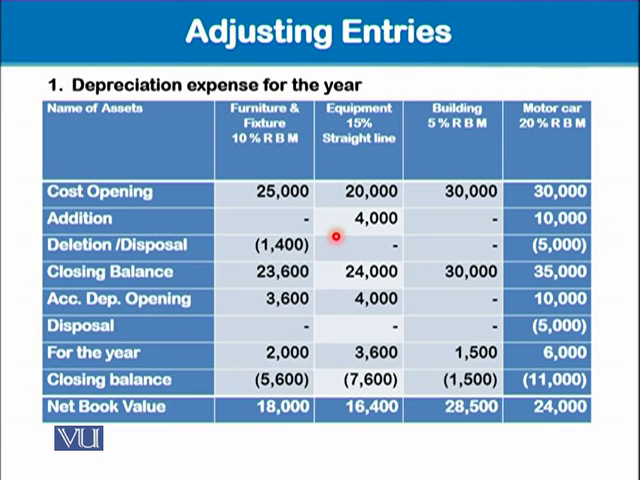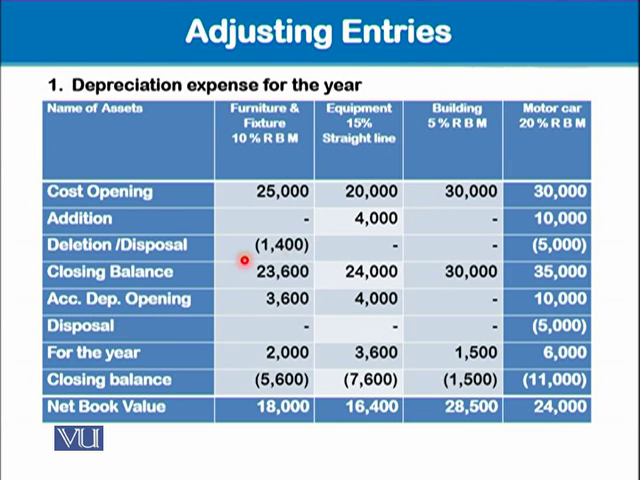During the year, we had an addition of 4,000 in equipment. And by the way, this 30,000, although we are putting it in the opening cost, is an addition during the year. Why do we put it over here? Because this is something on which we will be taking full year depreciation, because the date of purchase is not given. We are assuming that on the opening date this was purchased.